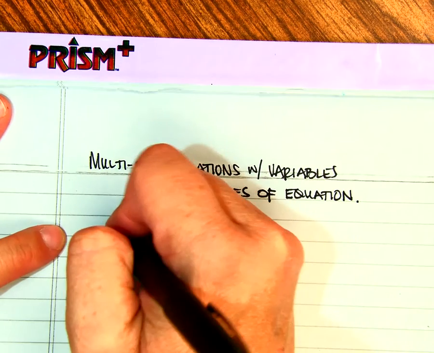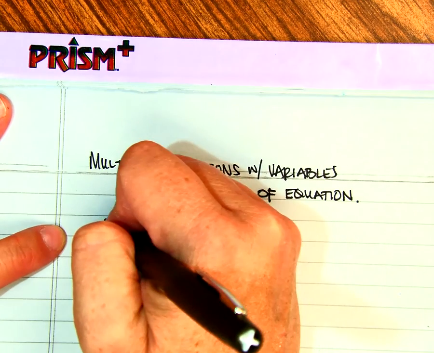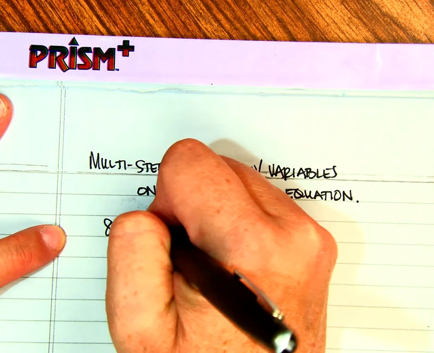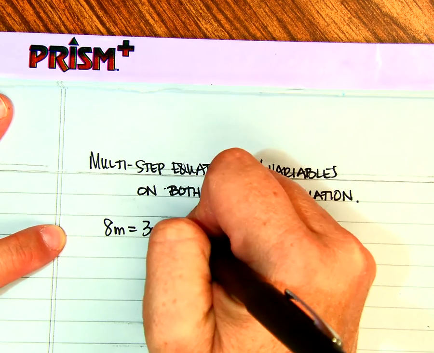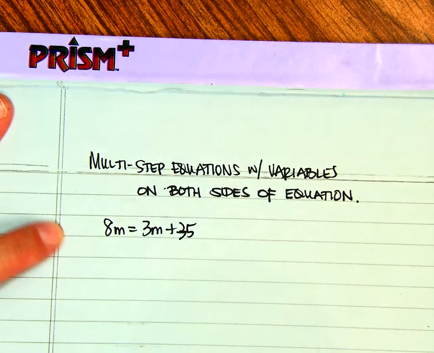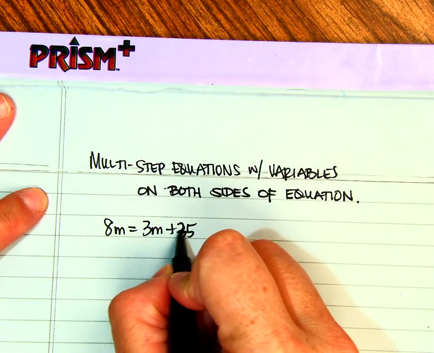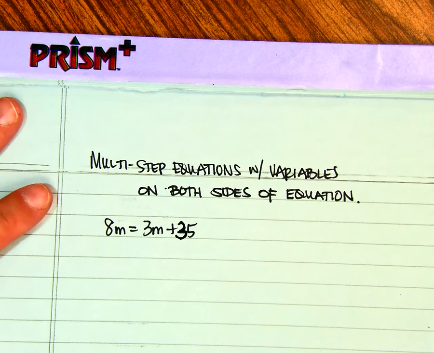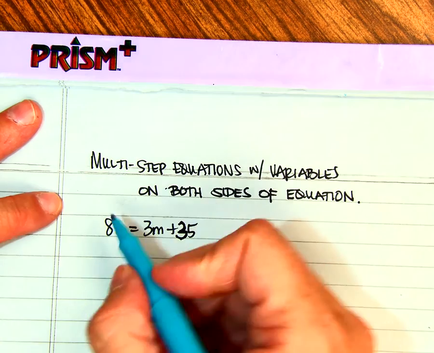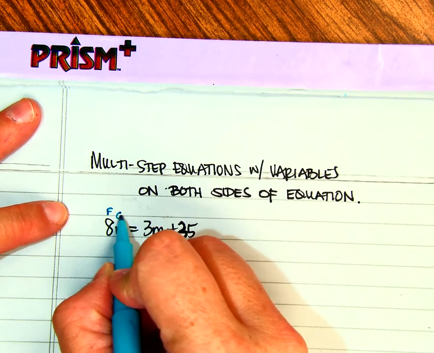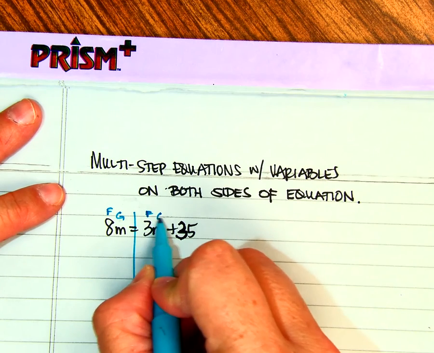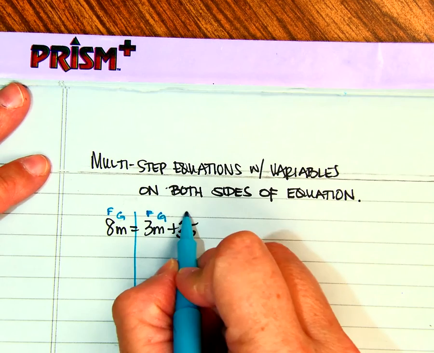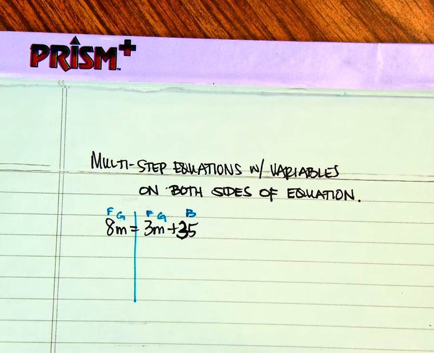Okay, so if we have 8m equals 3m plus 35, we go back to the friends and good guys and bad guys again. Friend, good guy, there's my fence. Friend, good guy, and then the 35 would be the bad guy.